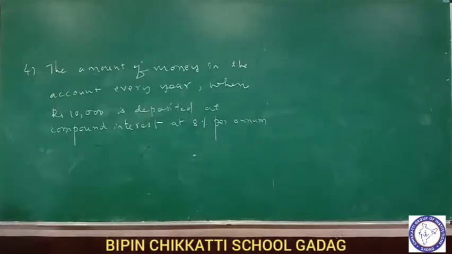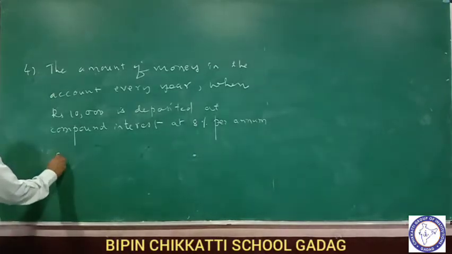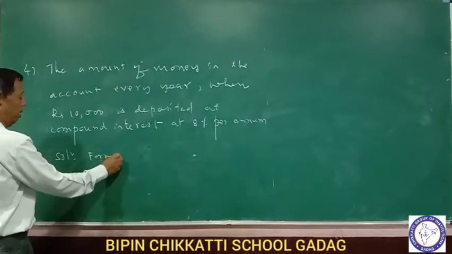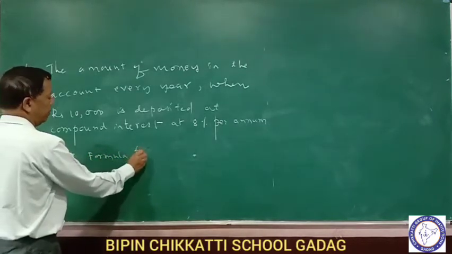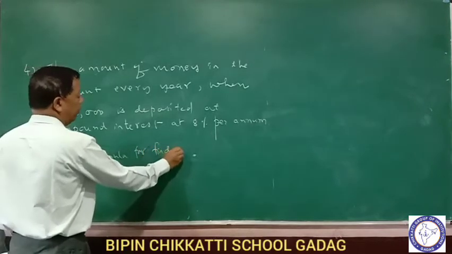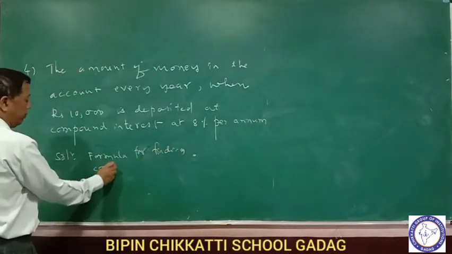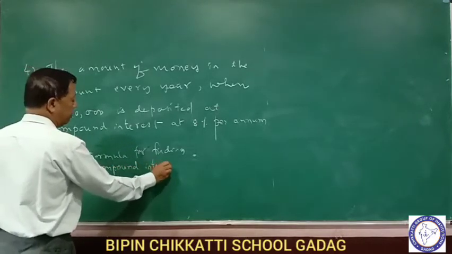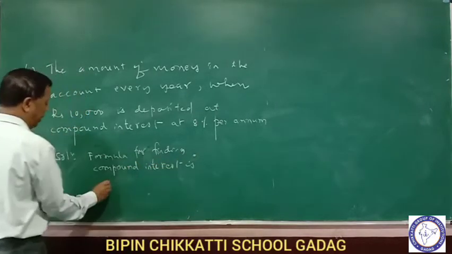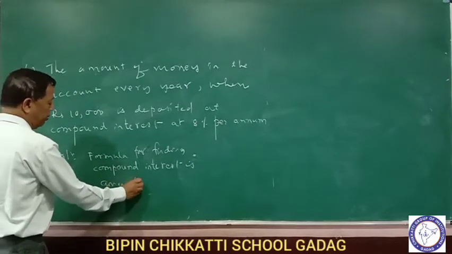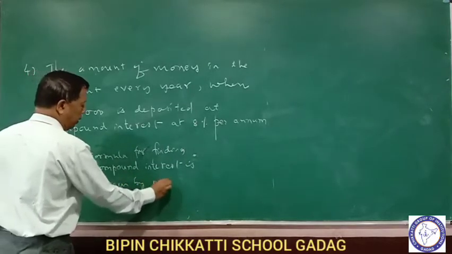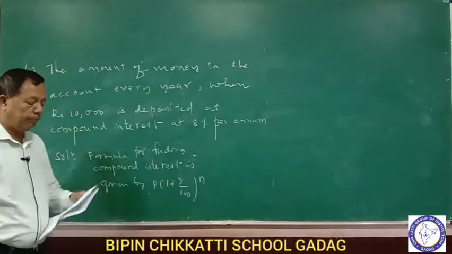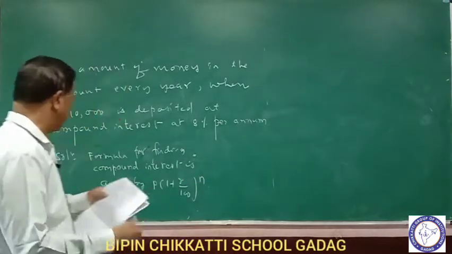So now one formula is there. What is the formula for finding compound interest? This is the formula, given by P into bracket 1 plus R by 100 bracket raised to N. So this is the formula you have to understand.